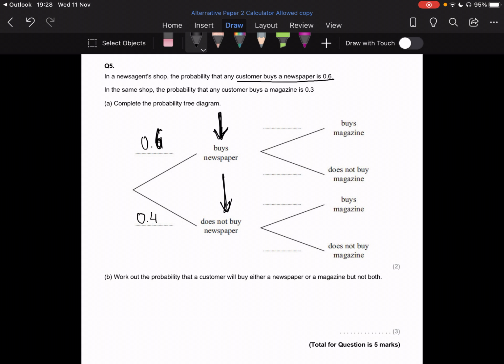And the second branch is the probability of buying a magazine, which is 0.3. The probability that you won't buy a magazine is 1 minus 0.3, which is 0.7. The probabilities don't change, because whether I buy a newspaper or not is not going to influence whether I buy a magazine or not. So I'm just going to copy my probabilities like that, and I've completed my probability tree.